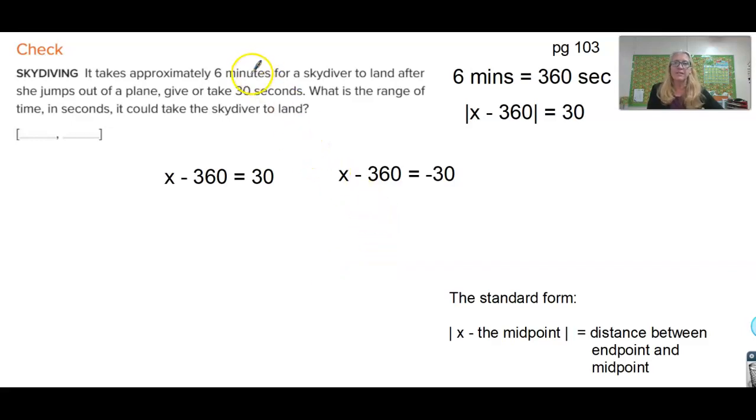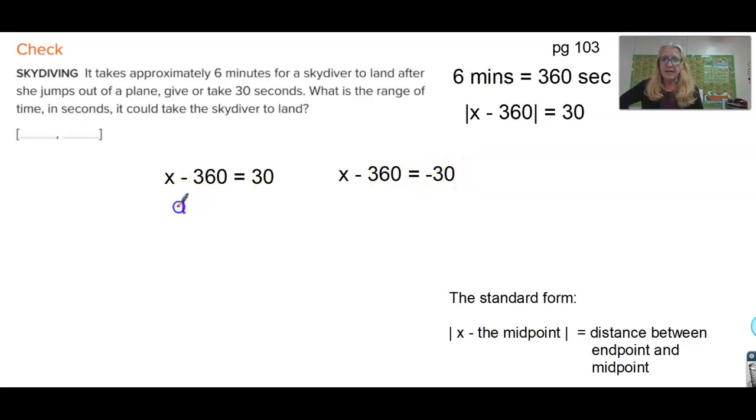So first of all, I noticed that it starts off telling me 6 minutes, give or take 30 seconds, and it wants the range of time in seconds. So the first thing I had to do was change 6 minutes to seconds. And now 6 minutes is my midpoint. It's 6 minutes, could be 30 seconds longer, could be 30 seconds less. 6 minutes was my midpoint. So that's why my equations are set up x minus 360 equals 30. Okay, that's my equation. But now I have to come over here and solve for the positive possibility and the negative possibility. The only thing that is different here, this 30 was positive, this 30 is negative.